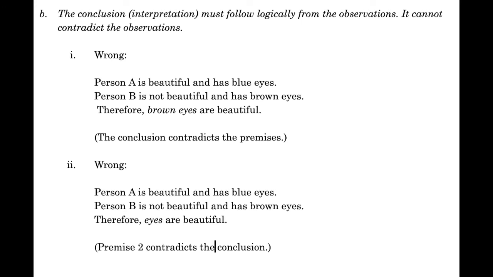Or let's take another example. Person A is beautiful and has blue eyes. Person B is not beautiful and has brown eyes. Therefore, eyes are beautiful. Well, the first premise may be consistent with that, but it's not consistent with the second premise, because we have an example of eyes that are making someone look less beautiful. So that doesn't look like it follows from the premises either.